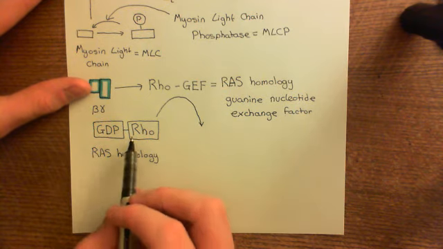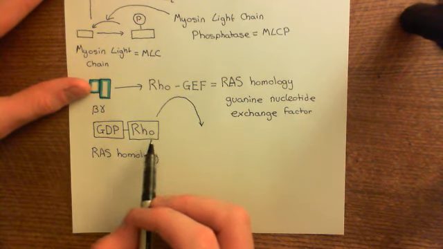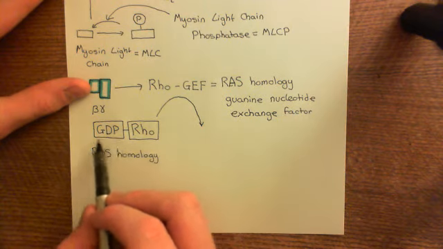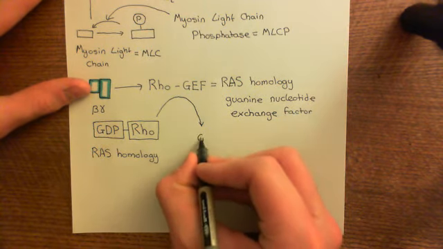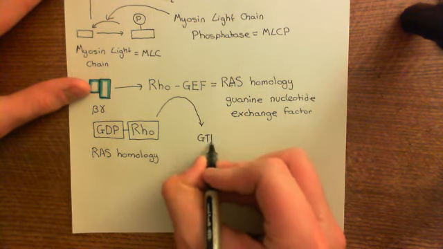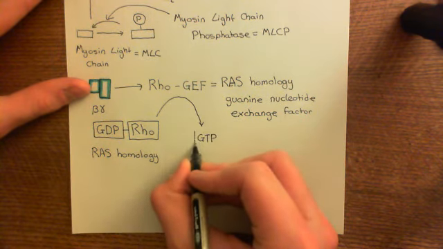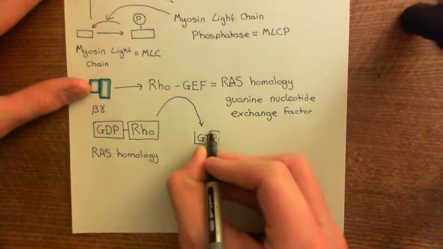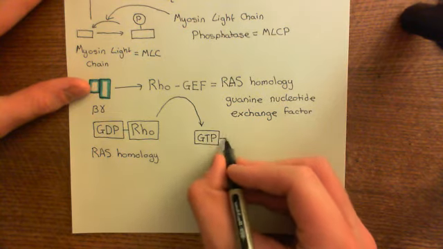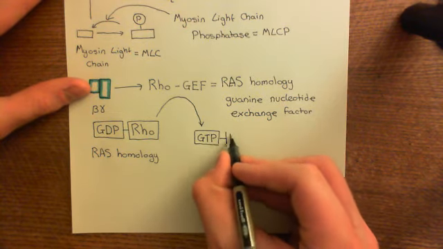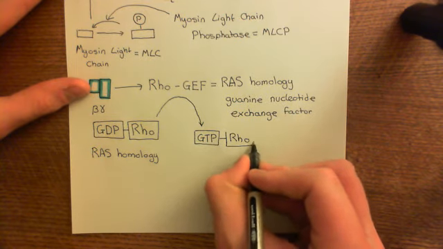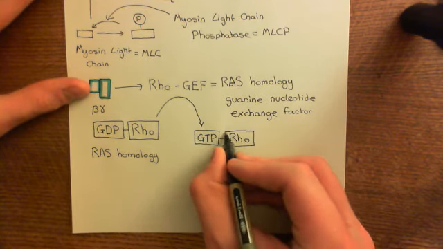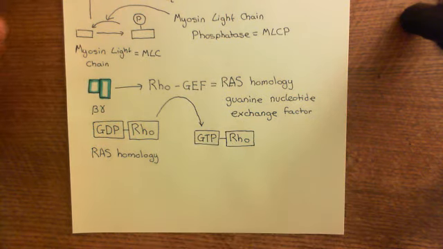And by the way, this is a G protein, so it has 2 states. It has an off state where it's bound to GDP, and then it has an on state where it's bound to GTP. So Rho-GEF, when it's activated by the beta-gamma subunit, is going to activate the Rho G protein by chopping the guanosine diphosphate off and binding a guanosine triphosphate on instead. So you get activation of the Rho GTP.